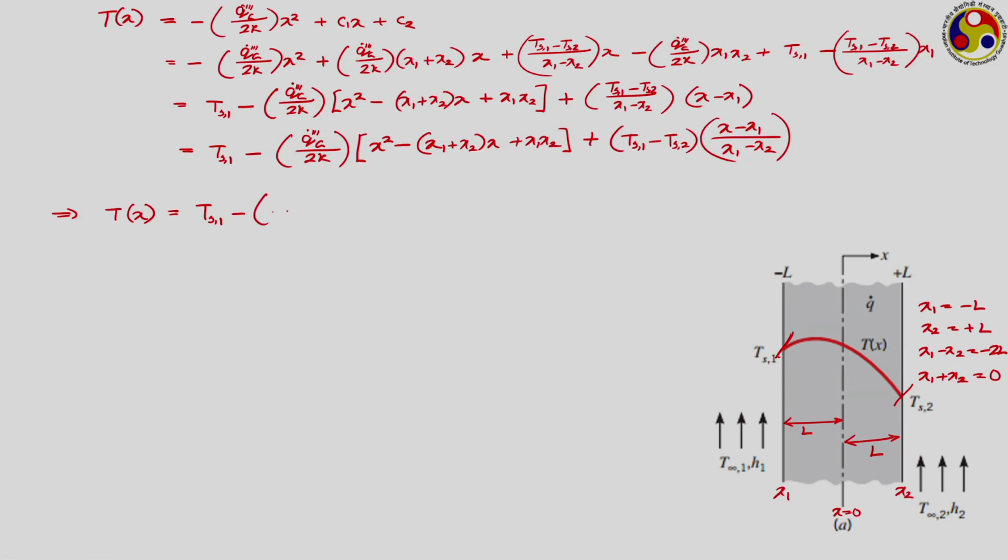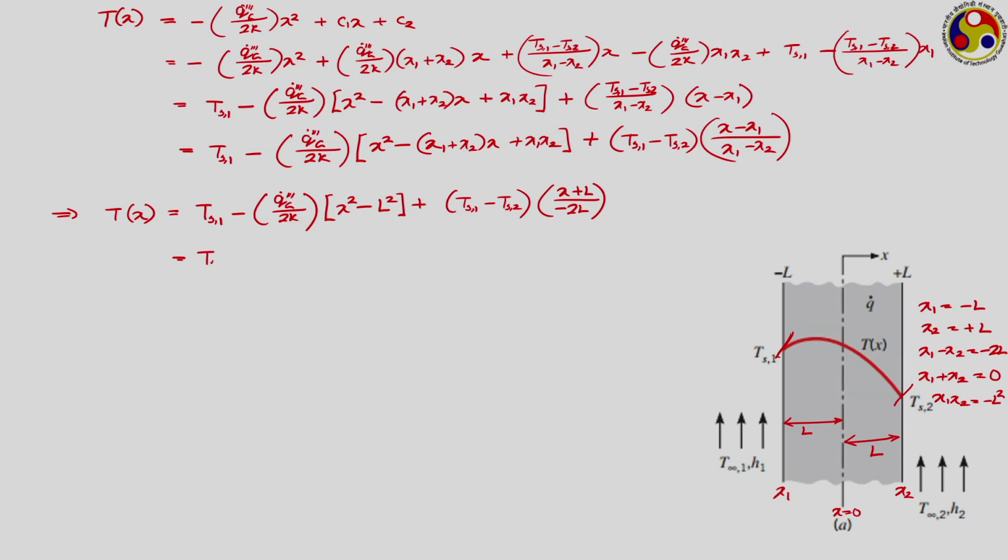So, it remains Ts1 minus Qg triple prime upon twice k into x square, x1 plus x2 is now equal to 0, and what is x1 x2? So, x1 x2 is equal to minus L square. So, we have x square minus L square, and similarly for the last term Ts1 minus Ts2, we have x minus x1 in the numerator. So, it becomes x plus L, remember x1 is equal to minus L, and x1 minus x2 is equal to minus twice L. So, minus twice L in the denominator.